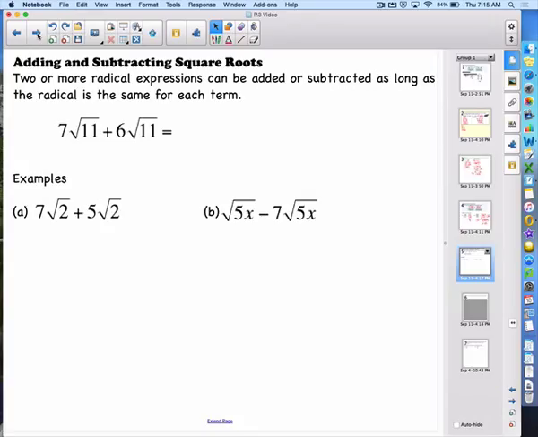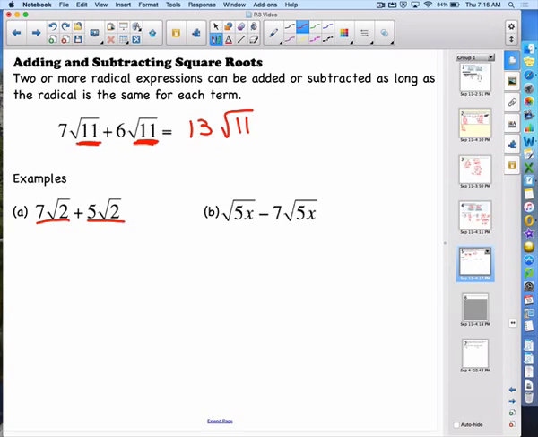If you are adding and subtracting square roots, as long as the radical, or the stuff underneath the radical, is exactly the same, then it's really just like combining like terms. So if I have 7 times the square root of 11 plus 6 times the square root of 11, that's going to give me 13 of those square roots of 11 when I'm done. Okay, so down here on the left, 7 square root of 2 plus 5 square root of 2, that's 12 altogether, still multiplied by the square root of 2. Nothing fancy, nothing too tricky here.